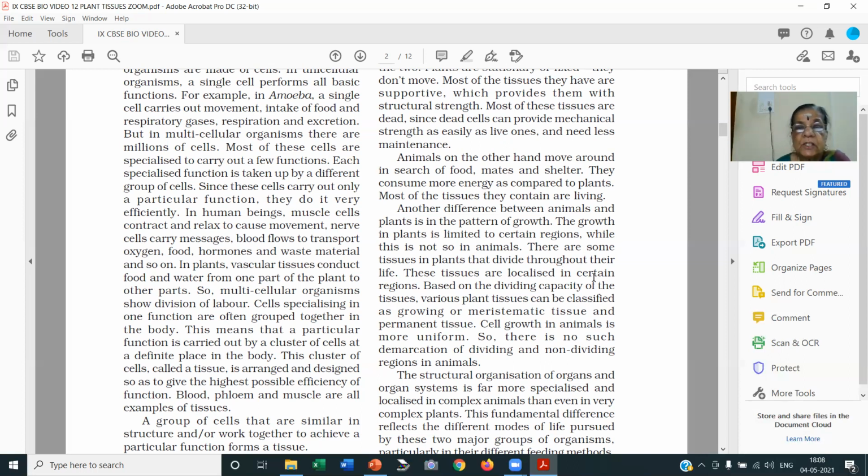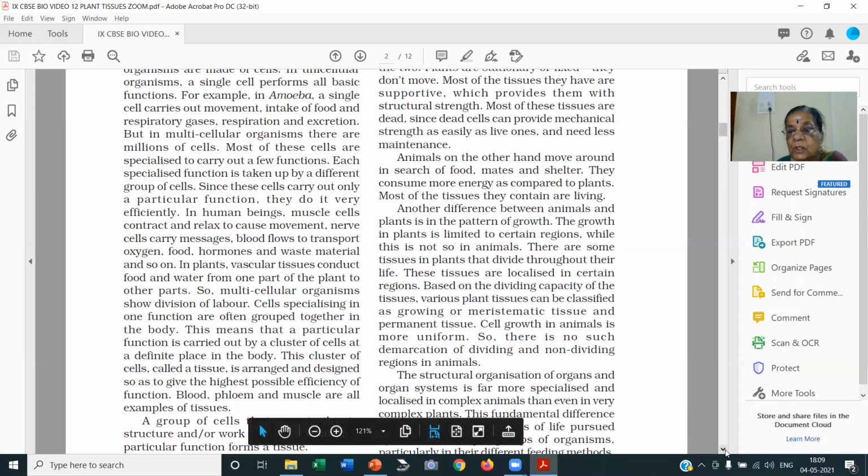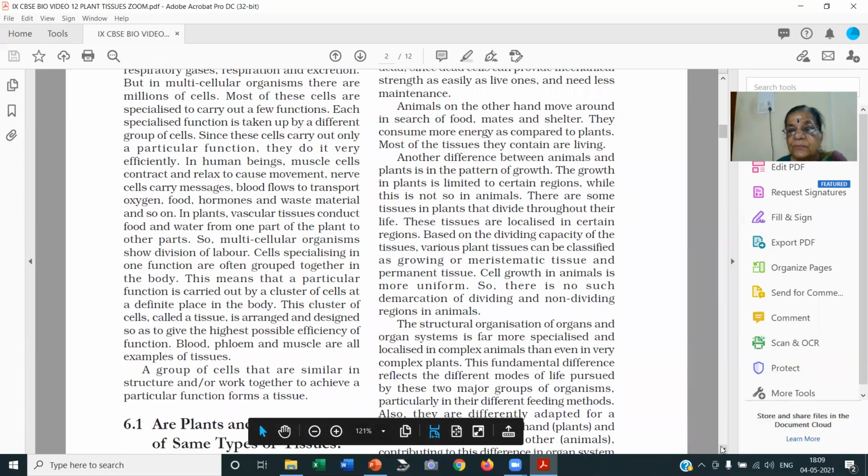It grows taller and taller. Right? So there are some tissues in plants that divide throughout their life. These tissues are localized in certain regions. Based on the dividing capacity of the tissues, various plant tissues are classified into growing or meristematic tissue and permanent tissues. This is the growth. I hope you follow. Cell growth in animals is more uniform, so there is no such demarcation of dividing and non-dividing. I hope you follow.